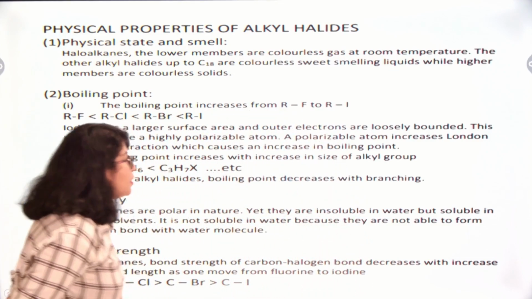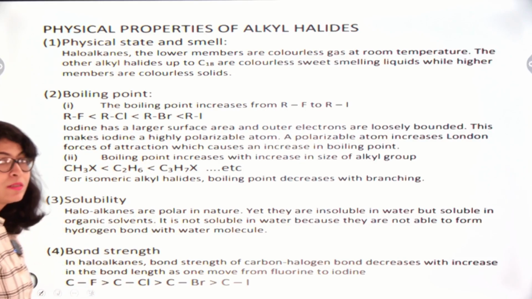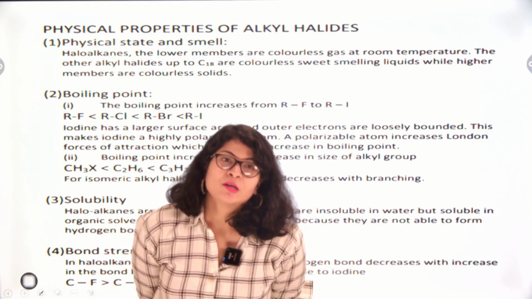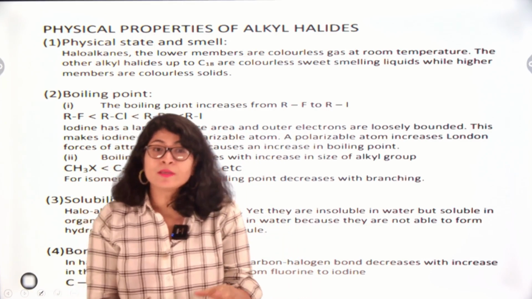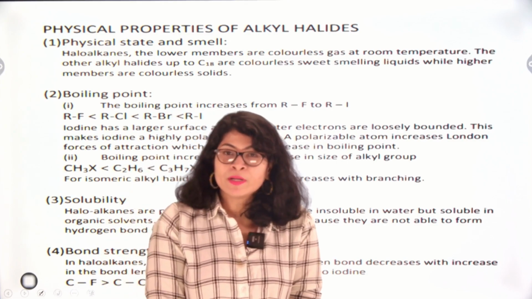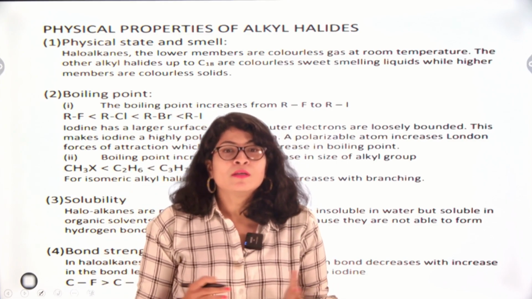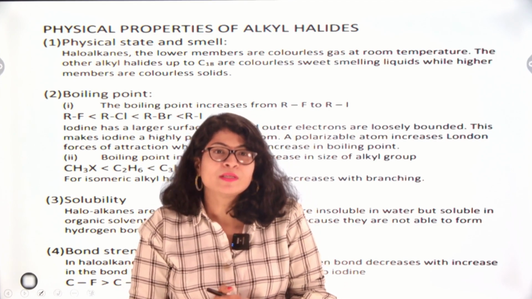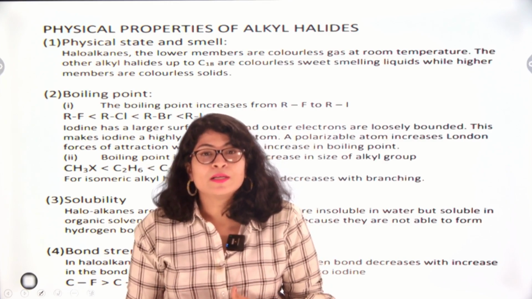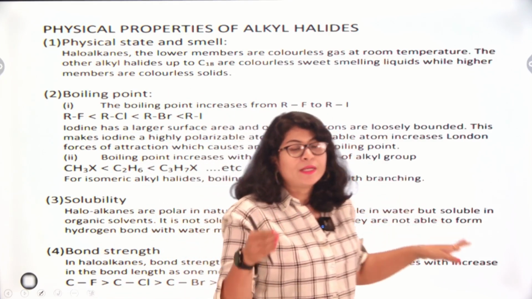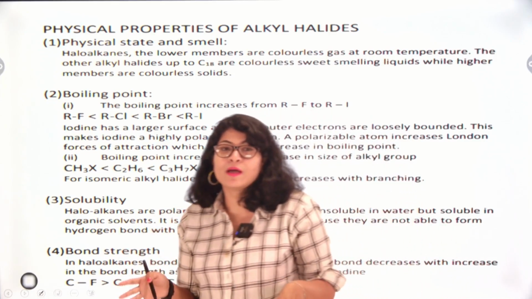The first physical property we need to take is the physical state, or the state of existence of haloalkanes, and their smell. In case of haloalkanes, the lower members are mostly gaseous at room temperature. The other haloalkanes up to carbon 18 are colorless, sweet smelling liquids, and higher members are colorless solids. So, lower members are gaseous, up to C18 they are liquid, and beyond that they are solids.